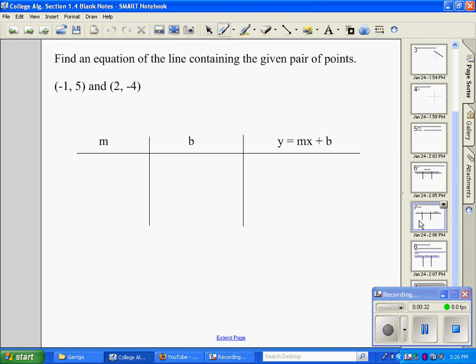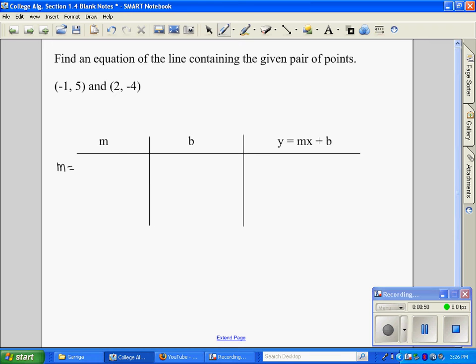Okay, they want us to go to slope-intercept form, which is our destination. We want an equation in this format. To get there, we need an m, which is a slope, we need a b, which is a y-intercept, and then we need to plug in m and b. To find m, we're given 2 points, so we use our formula y2 minus y1 over x2 minus x1. When we substitute those values, I have negative 9 over 3, which is negative 3. So I found my slope to be negative 3.